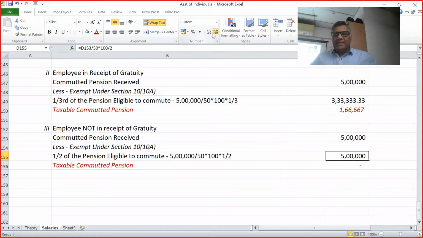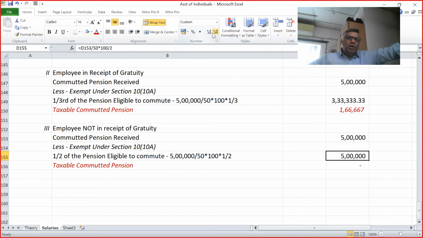Commuted means I am eligible for a pension of 10,000 or 15,000 per month. I decide that I don't want to get it every month, either partly or wholly. I want to receive it as one lump sum. So I say I am commuting my pension instead of receiving it monthly. I want to accumulate it and receive it as one lump sum.